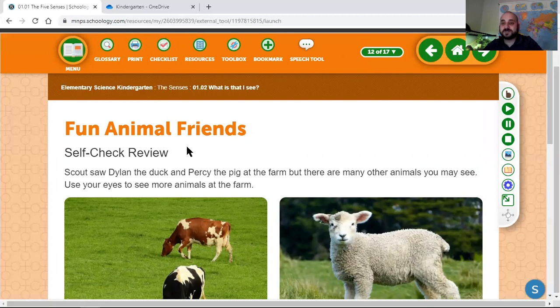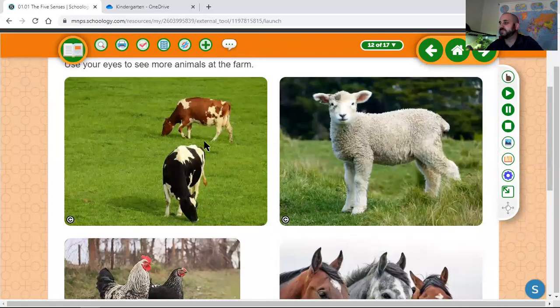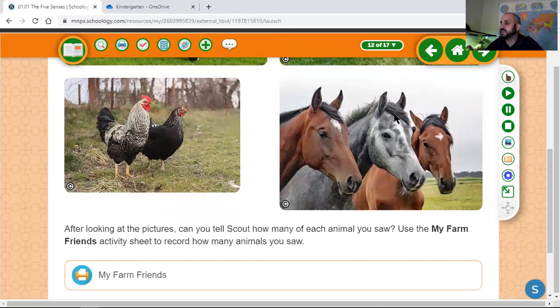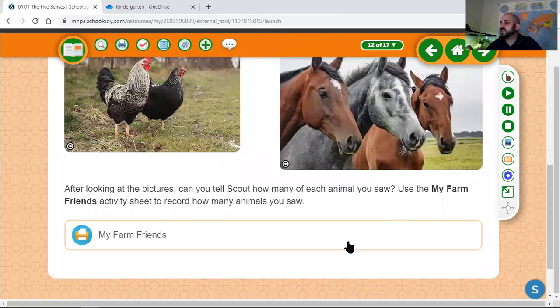Self-check review, fun animal friends. Scout saw Dylan the duck and Percy the pig at the farm, but there are many other animals you may see. Use your eyes to see more animals at the farm. I will pause and let the teacher talk through these with you, of all the different animals that we see here. After looking at the pictures, can you tell Scout how many of each animal you saw? Use the My Farm Friends activity sheet to record how many animals you saw.